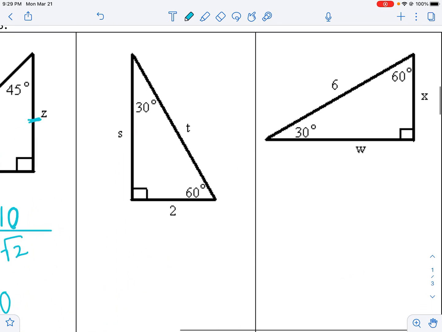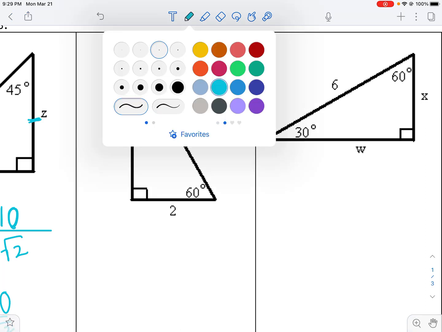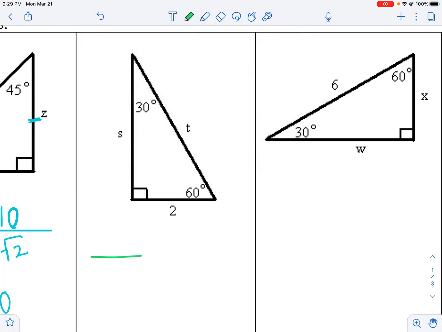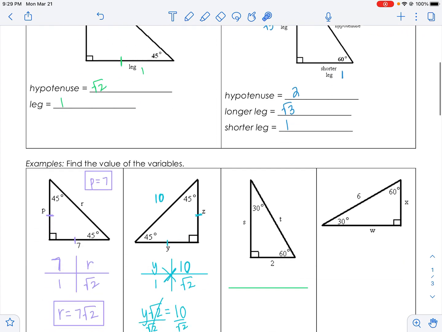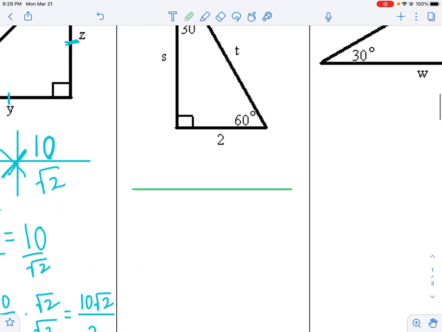So let's take a look at our next one. Now we have a 30, 60, 90. I need to be a little bit more careful here with this 30, 60, 90. There's a little bit more that's going to go on the bottom of the chart. So if I just scroll back up, the bottom of the chart is 1, root 3, 2. So 1, root 3, 2 goes on the bottom.